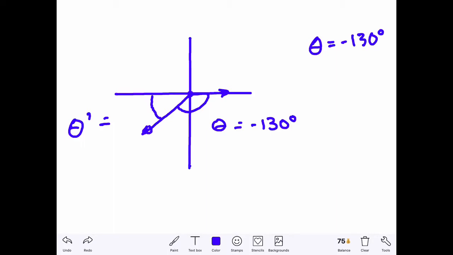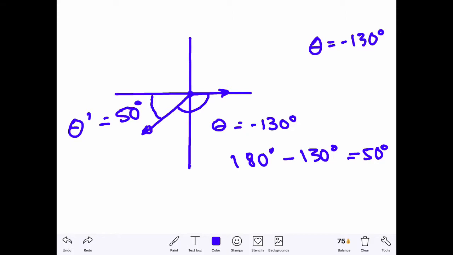Maybe I don't know how to get that. Well, what are a couple ways I could do that? Well, I'm in the third quadrant, so I would do theta minus 180 degrees, or theta minus pi if I were using radians. Okay, so 180 minus the 130 gives me 50 degrees. So theta prime is 50 degrees.